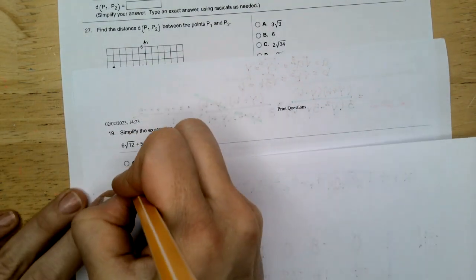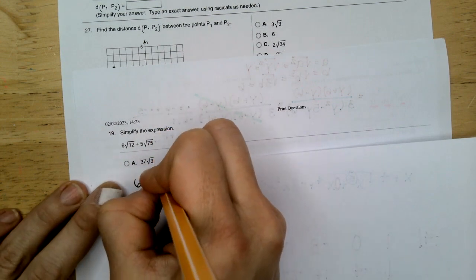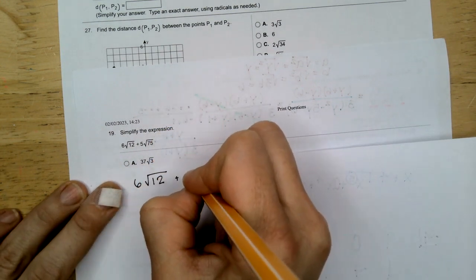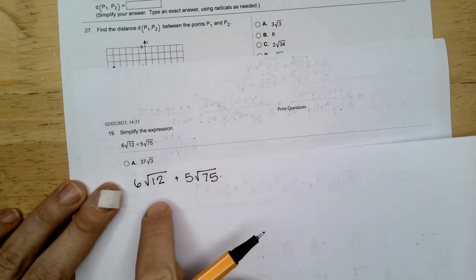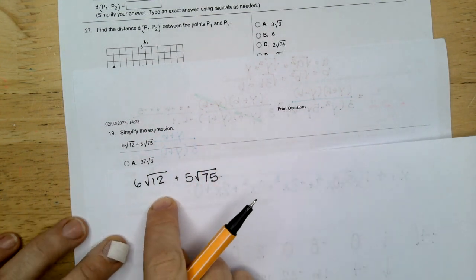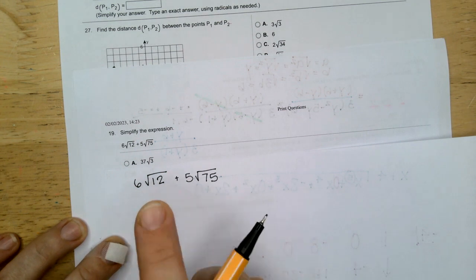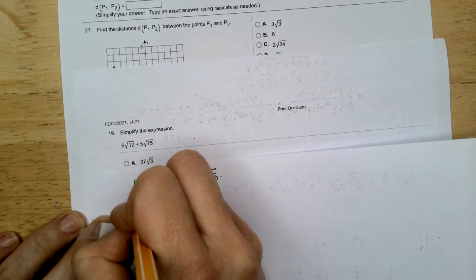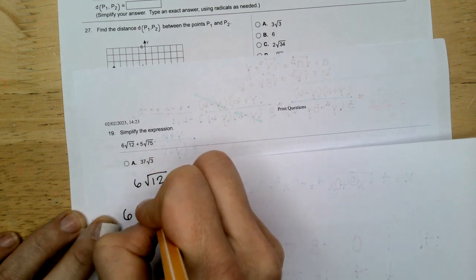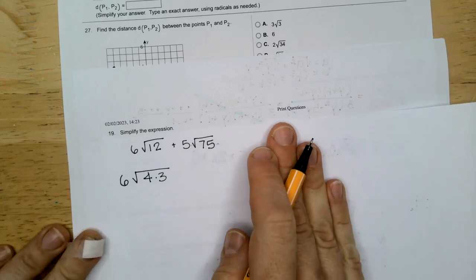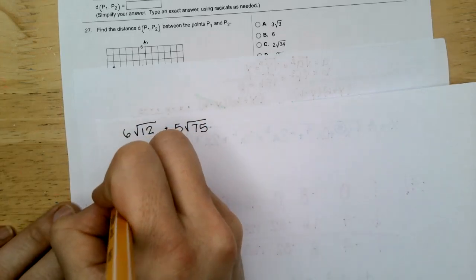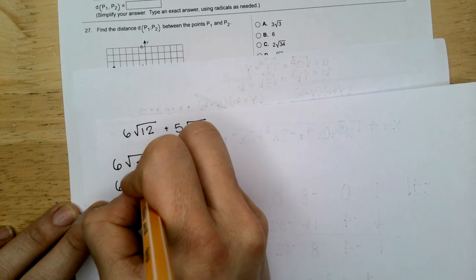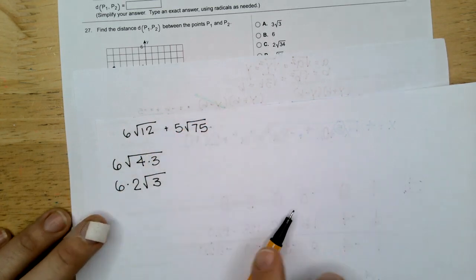So here we have 6 square root 12 plus 5 square root 75. I would always start with the smaller of the square roots, 12. Can I divide 12 by any perfect squares? 12 I can divide by 4, right? So that remains 6 square root 4 times 3, correct? The square root of 4 is 2, so that becomes 6 times 2 square root 3, because square root of 4 is 2.